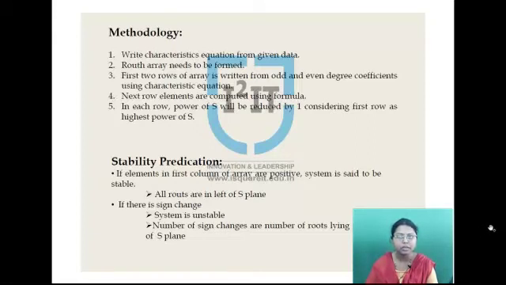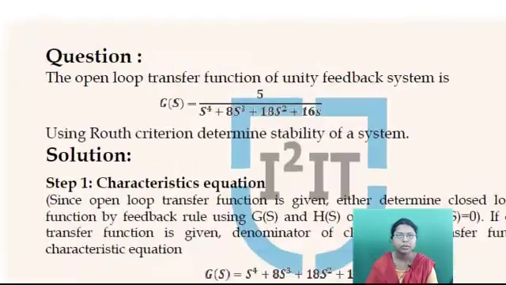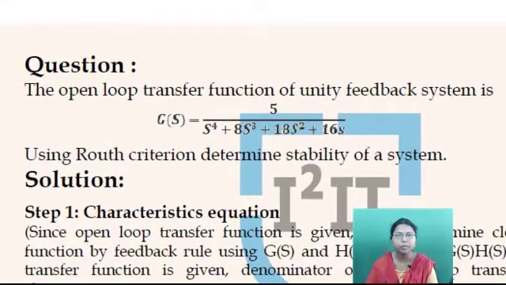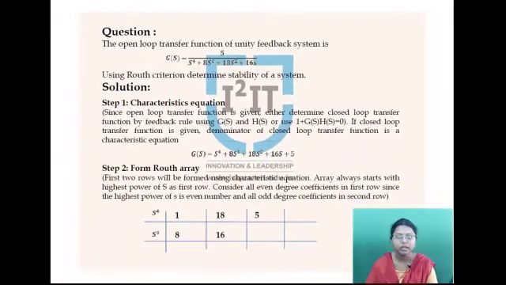So let us focus on the numerical first. The question is, the open loop transfer function of a unity feedback system is G(s) = 5 / (s^4 + 8s^3 + 18s^2 + 16s). Using Routh criteria, determine stability of a system. We'll begin with the solution.